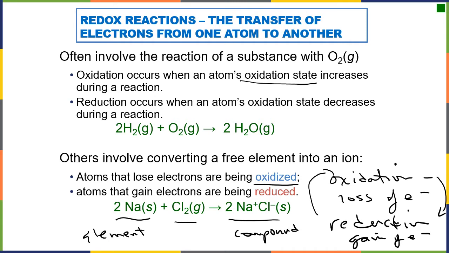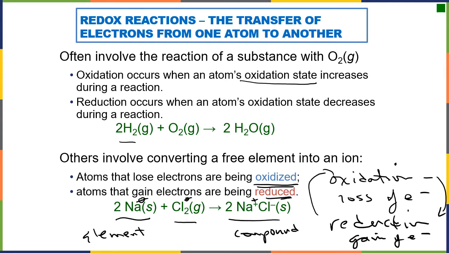In this case, sodium is going from a neutral element with a 0 charge into a +1. Therefore, it's losing electrons and it's being oxidized. Chlorine is going from 0 as a neutral element into -1. It's gaining electrons and it's being reduced.